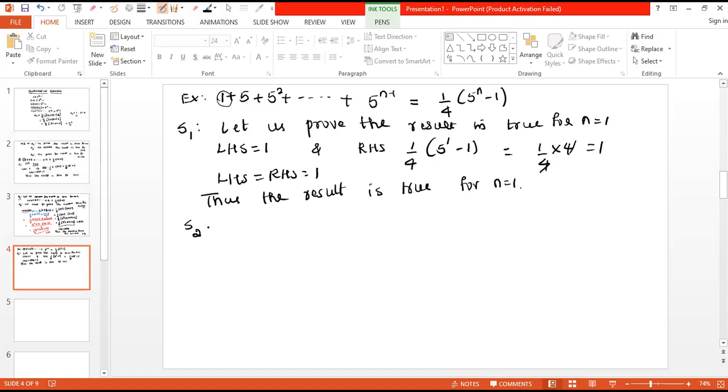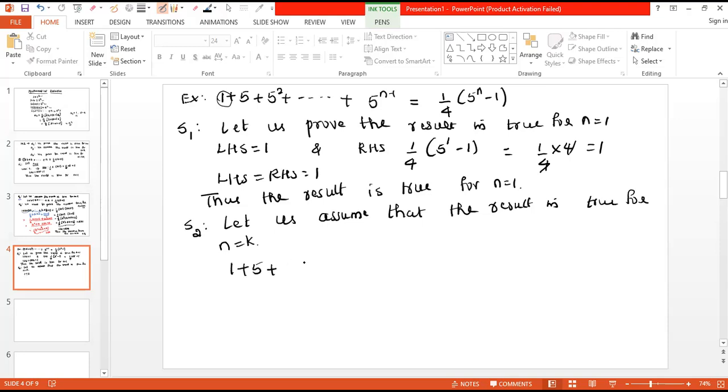Now, let's go for step number 2. Now, let us assume that the result is true for n equal to k. For this, we can write 1 plus 5 plus 5 square and so on, wherever n is there, write k, is equal to 1 by 4 into 5 to the power k minus 1.